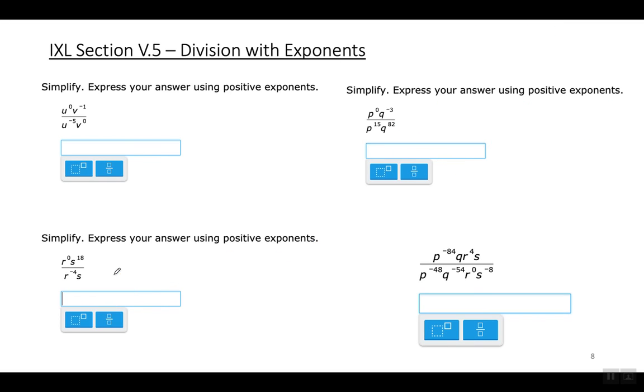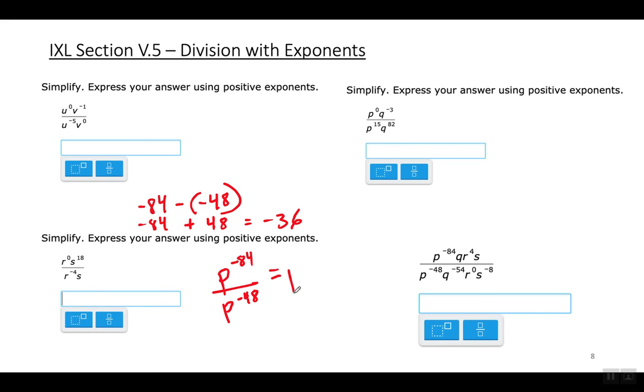Last one coming up. All right, let's look at the p's. El último ejemplo. I got p to the negative 84 power over p to the negative 48 power. All right, so I got to subtract the exponents. Tengo que restar los exponentes. Negative 84 minus negative 48. That's going to become negative 84 plus 48, which is going to give me, let me think for 1 second here, negative 36. So this gives me p to the negative 36 power, which equals 1 over p to the 36 power. So far my answer has 1 over p to the 36 power.